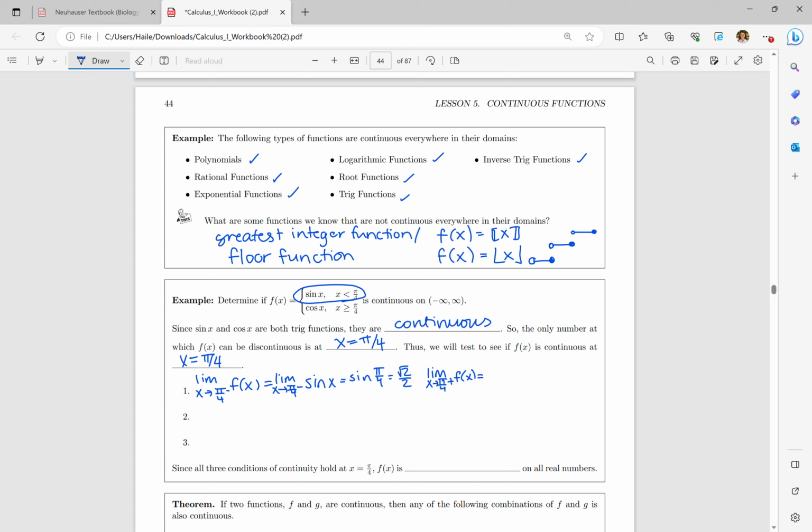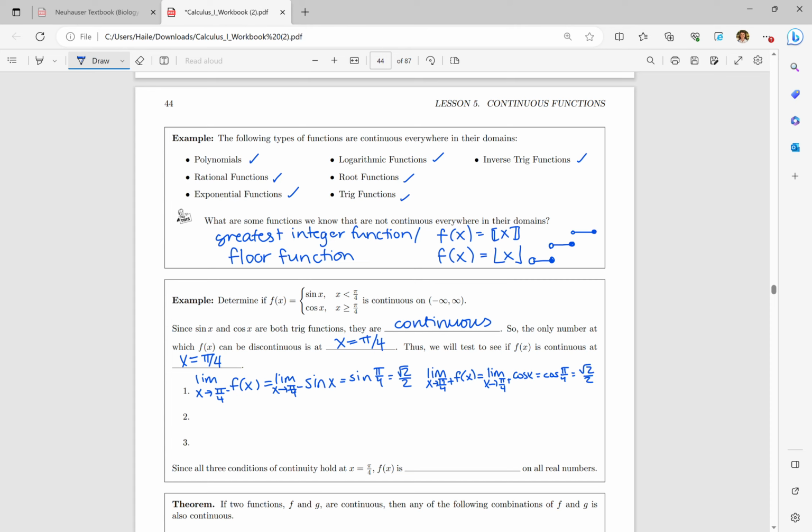So the limit as x approaches pi over 4 from the right of f of x is equal to the limit as x approaches pi over 4 from the right of cosine of x. So this time we're going to use the cosine of x branch because of this inequality right here. So I can direct substitute. So this is cosine of pi over 4, which is root 2 over 2.